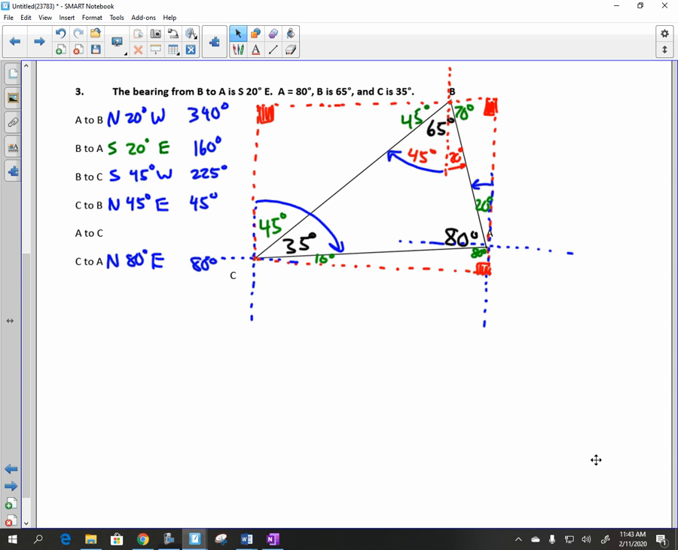Here we go. A to C. This is our last one. General direction to get from A to C. Southwest. Okay, almost straight west, right? But not quite. So from south, how many degrees do you turn to the west?